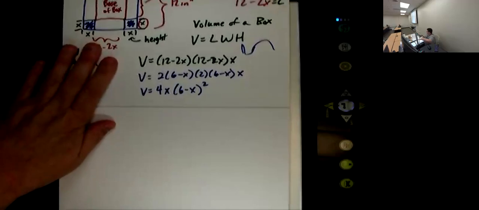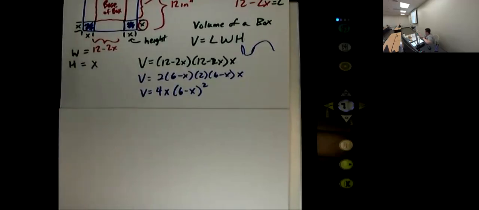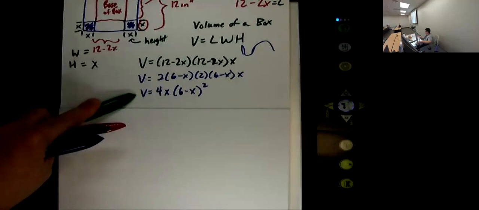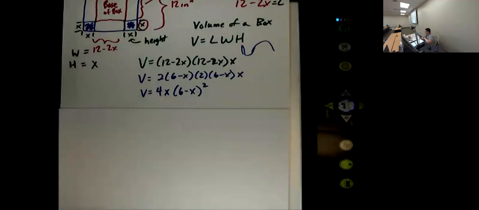So if you're wondering which one to set equal to 0, stop and think about what we're doing. If I set this equal to 0, am I optimizing the volume? No, I'm actually finding the minimum volume. We want to find the maximum, which is probably at some peak.